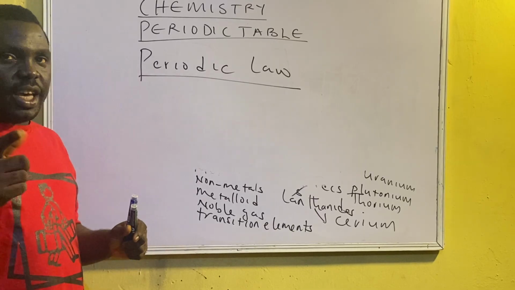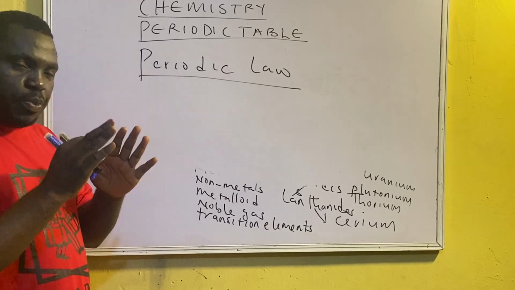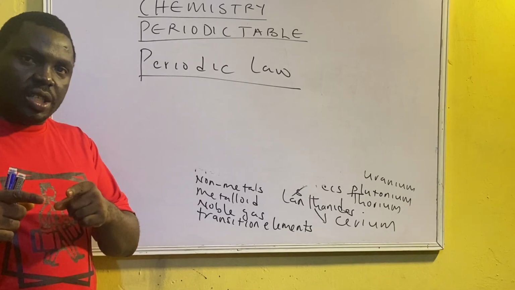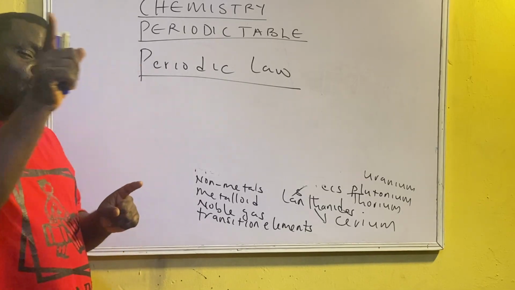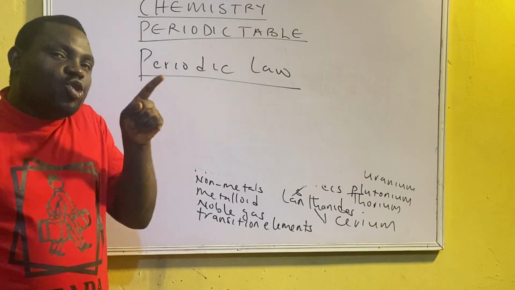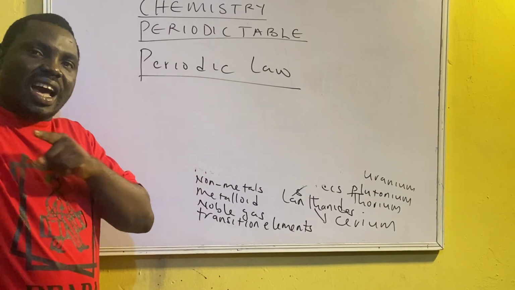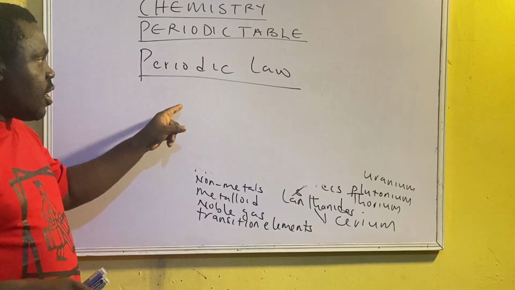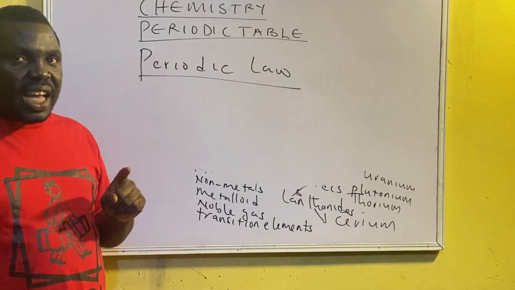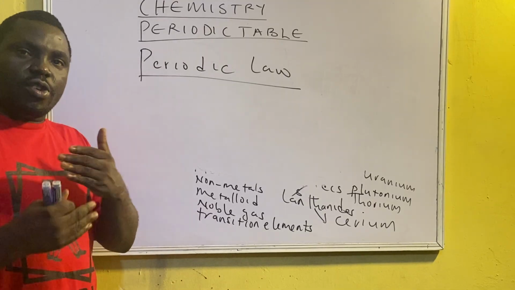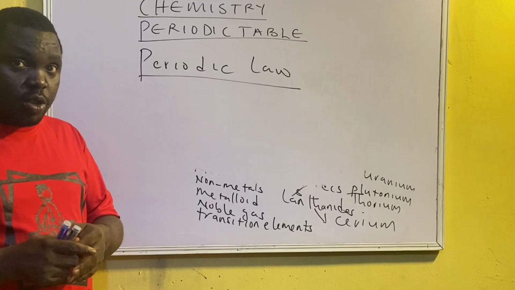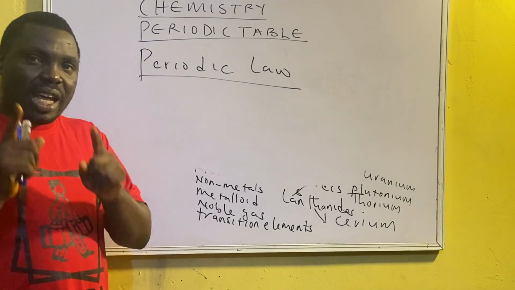Now, do not forget, I said earlier that the periodic table is arranged in order of what? Atomic number and not atomic masses. Don't forget that. It's in order of increasing atomic number. And so the periodic law, still based on that definition, is the periodic function of the atomic number. So it's always based on atomic number.